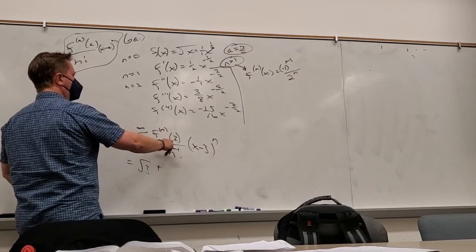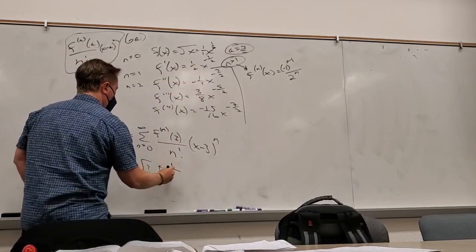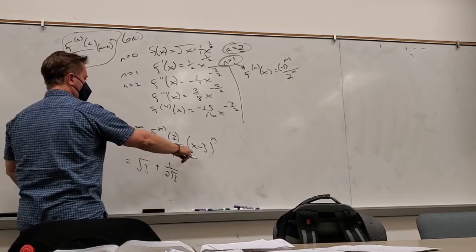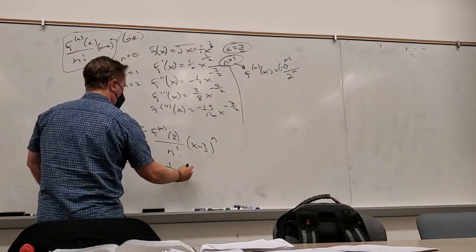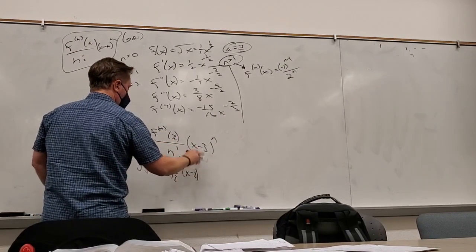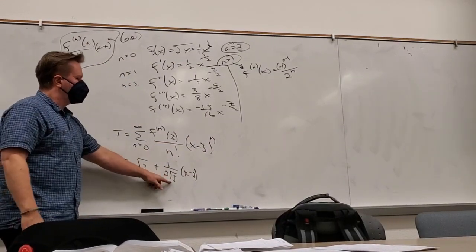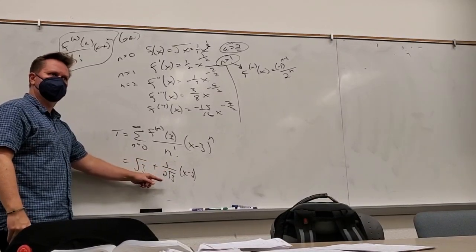So it'll be f prime of 3. What's f prime of 3? It's 1 over 2 square root of 3. 1 over 2 square root of 3 over 1 factorial times 2 to the n, times x minus 3 to the first, right? Okay. So this will be square root of 3 over 6. Is that cool? When I rationalize it?